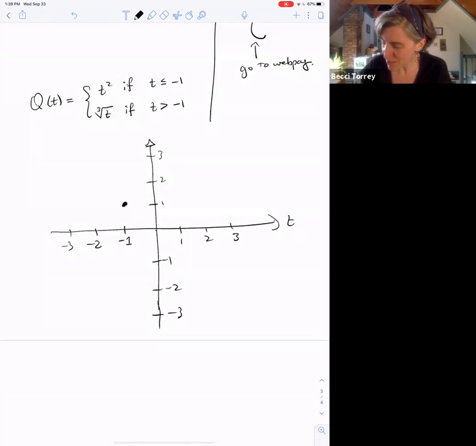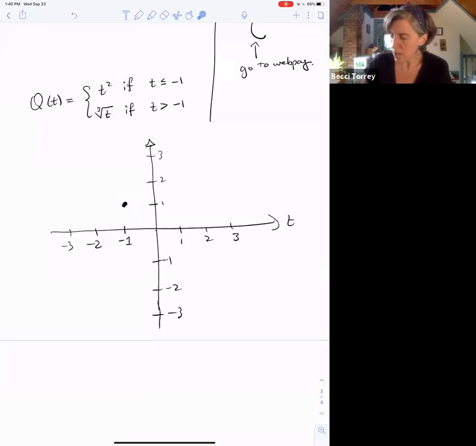This one we're going to use a closed circle, because the closed circle means that the function actually is that value at that point. And we know that we are actually using that value at that point because this less than or equal to is different from this greater than that doesn't have the bar meaning equals underneath it, right? So this is strictly bigger than, this is less than or possibly equal to. So also at -1, we use this value t squared to get 1.